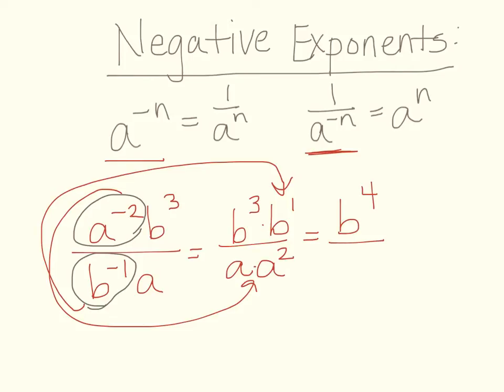And then same thing down here. This is a times, so we have a to the 1 times a squared. So this becomes a cubed. All my like terms are together. No negative exponents. This would be my final answer.